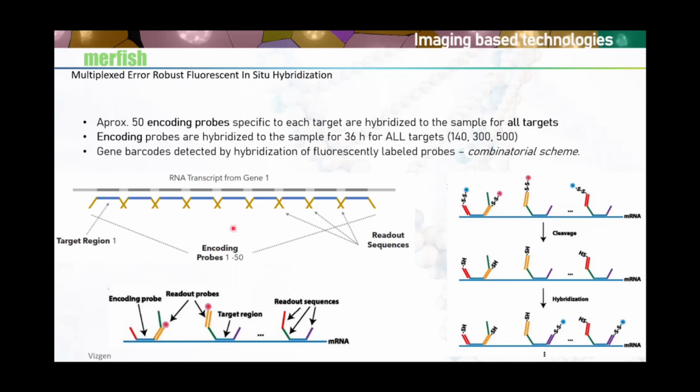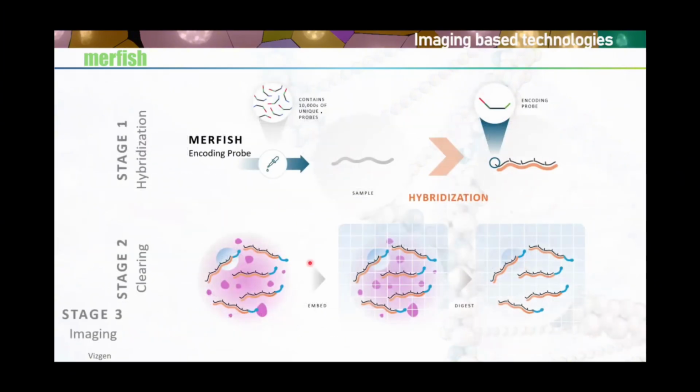Now, in this case, it's closer to single molecule FISH because there is no real amplification of the signal. Then they have to take a different approach to remove the background and increase the signal to noise ratio. And the way they do it is, after hybridization with the encoding probes, they go through steps of embedding and digestion. So they clear out the tissue to have only the signal from the encoding probes during the imaging step. And this is how they have a much higher signal to noise ratio.